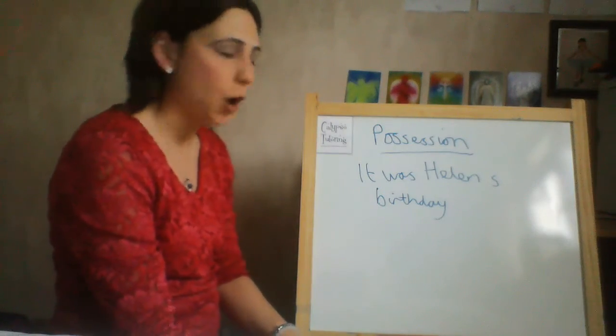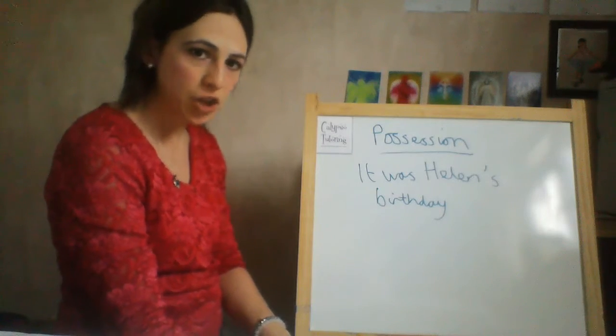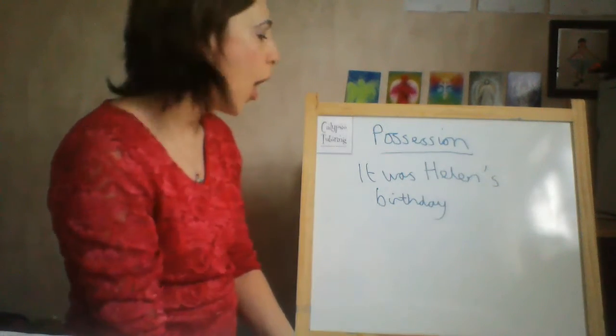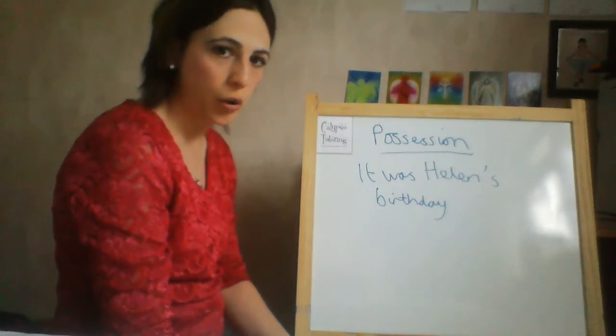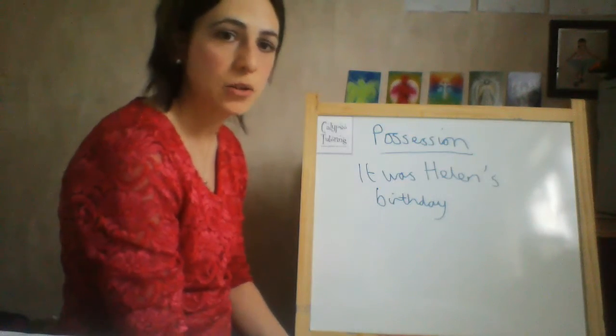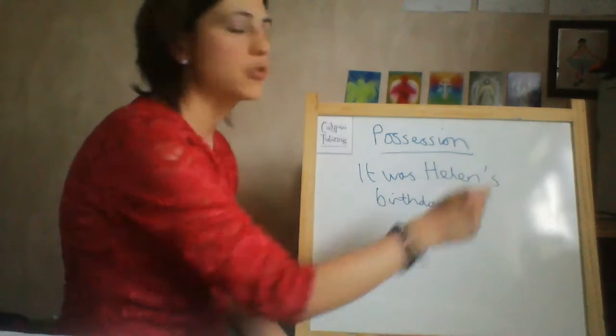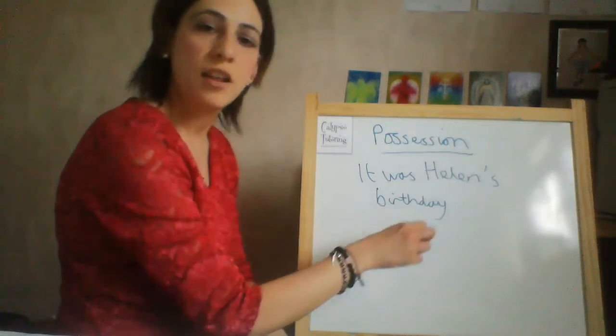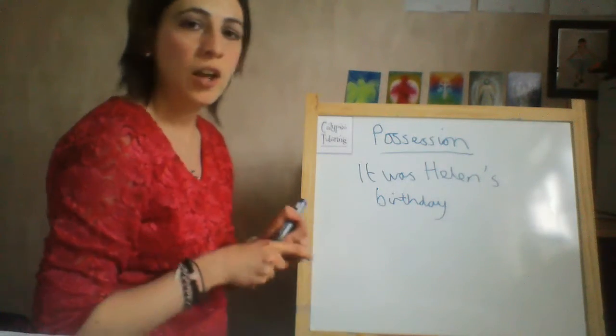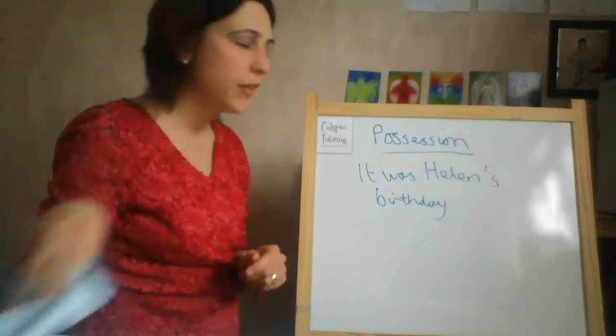So that means that our apostrophe must go on Helen. It mustn't go on birthday. It must go on Helen. And then obviously we have the S afterwards to show that ownership as well. It was Helen's birthday. Apostrophe must go on Helen. She is the subject. The birthday is the object. Let's show you another example.